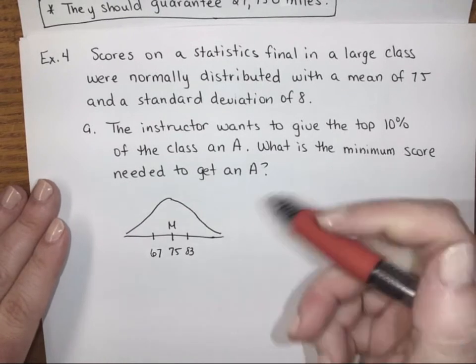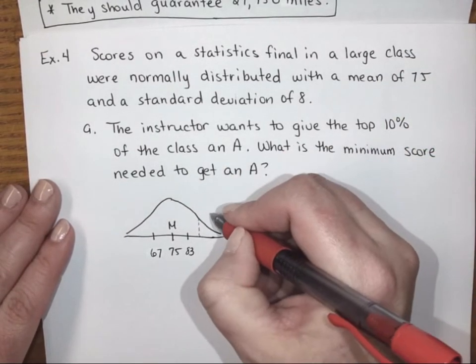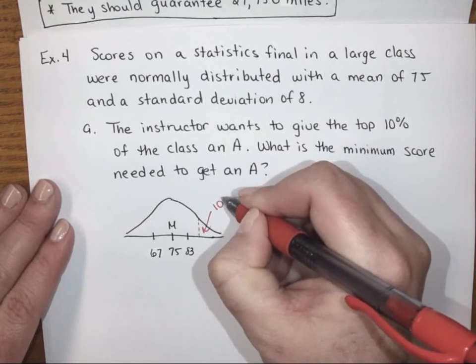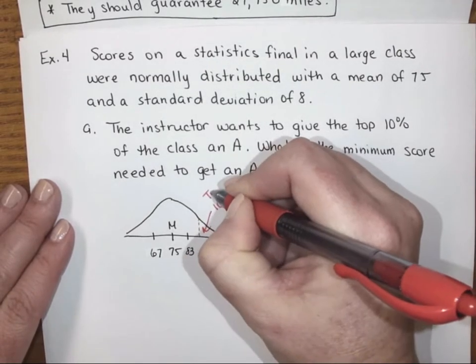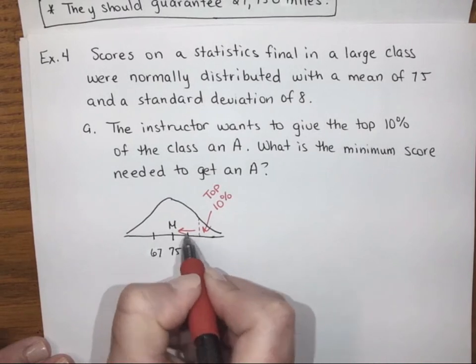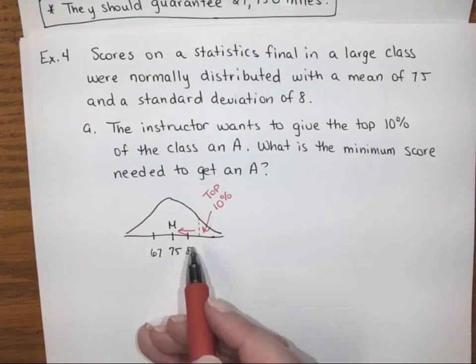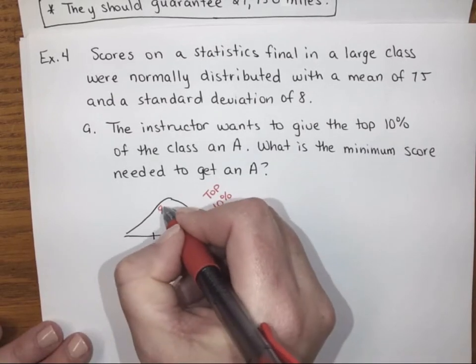What I want to find out is where is this top 10%? Okay, so I want to find out where is the top 10%. But remember that my chart actually reads this way. Okay, so actually what I really need to talk about is the people that are to the left of that line. And that would be 90% of the class, right?